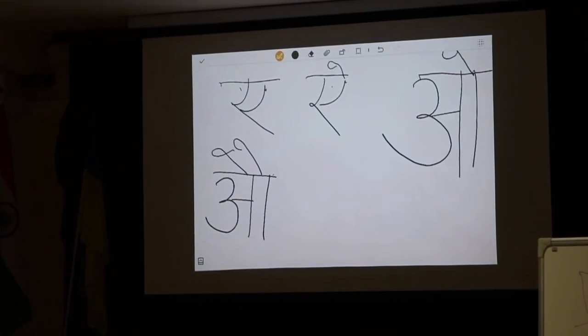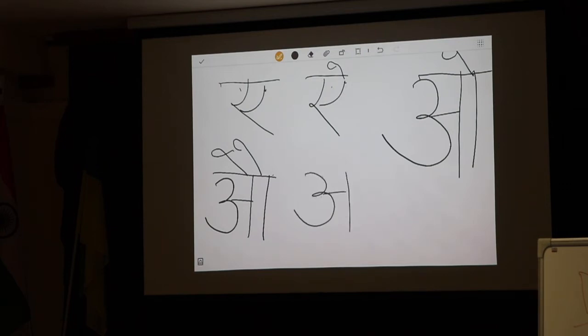So, how do we write that nasal sound in pure vowel form? Чтобы написать этот носовой звук в его чистой форме, это как раз будет звук ан, да? And the writing is very simple. You just write a and put a dot on top. Вы пишете короткий а и ставите точку сверху.